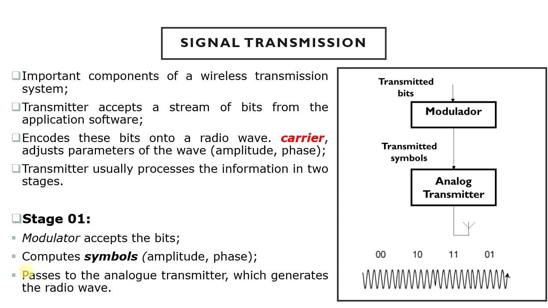This figure on the right shows the most important components of a wireless transmission system. The transmitter accepts a stream of bits from the application software, and then it encodes these bits onto a radio wave, known as carrier, by adjusting parameters of the wave such as its amplitude or phase. The transmitter usually processes the information in two stages. In the first stage, a modulator accepts the incoming bits and computes symbols that represent the amplitude and phase of the outgoing wave. Then it passes this to the analog transmitter, which generates the radio waves itself.